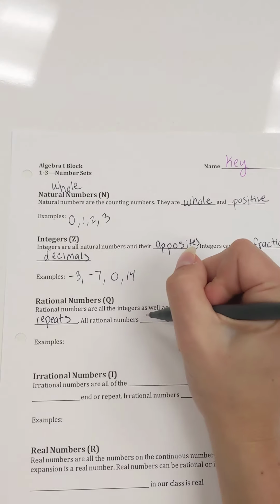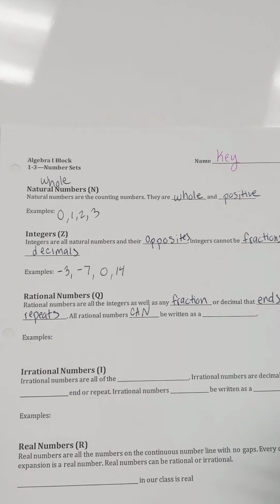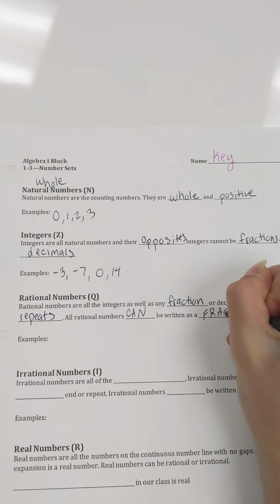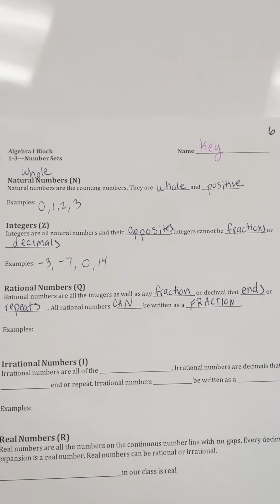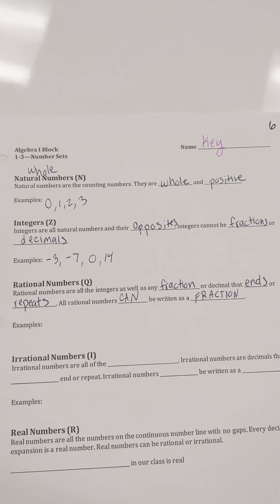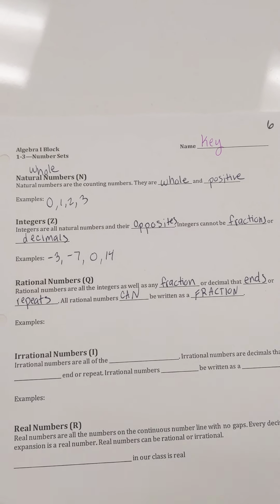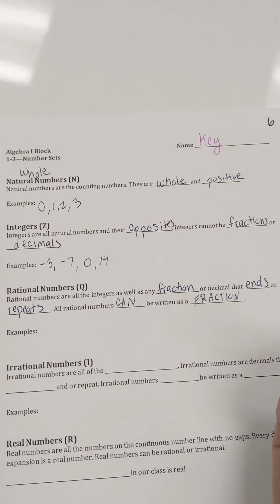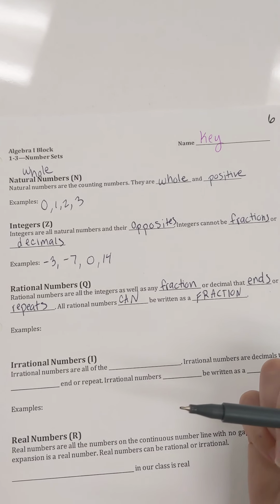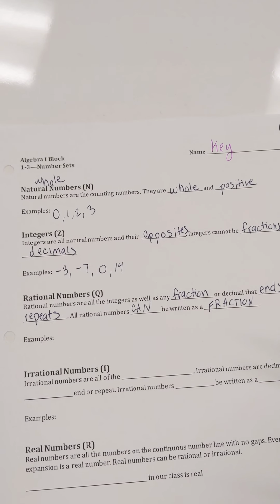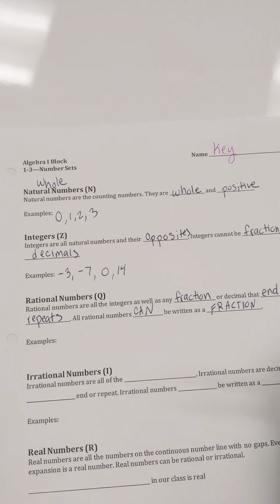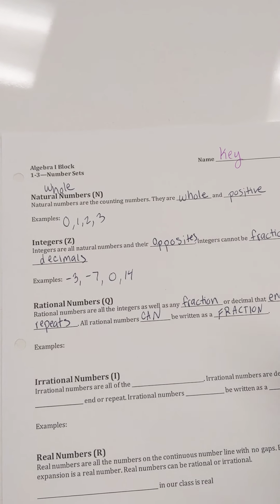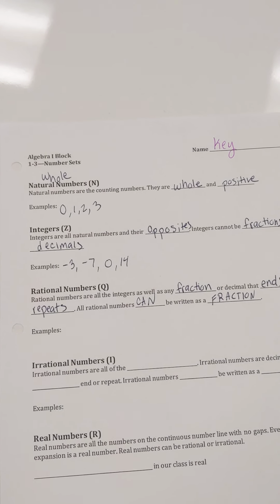All rational numbers can be written as a fraction. So even if it's not a fraction, there would be a way to turn it into a fraction. Like -7 is -7 over 1. 0.5 is the same as 1/2. 0.333333 repeating forever is the same as 1/3. So every rational number can be written as a fraction.